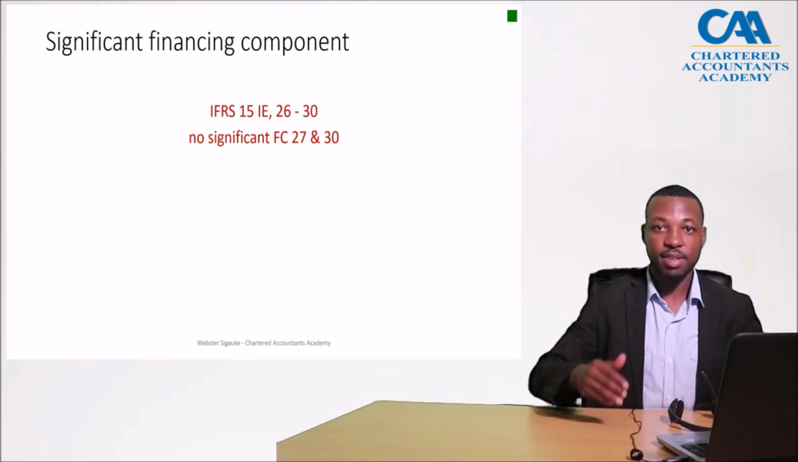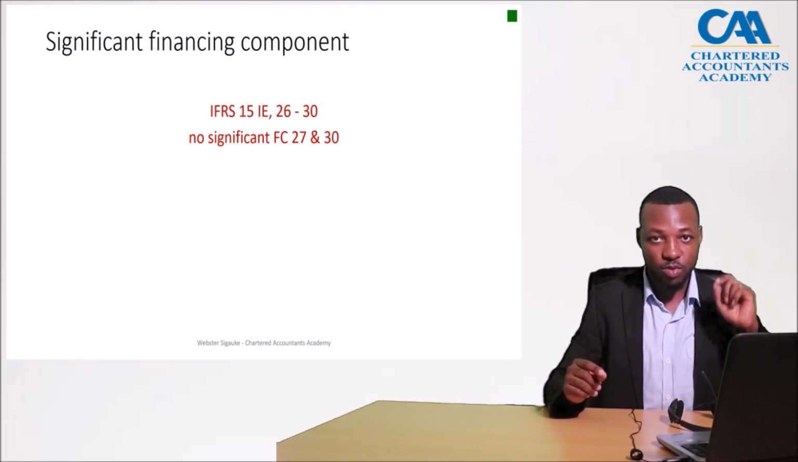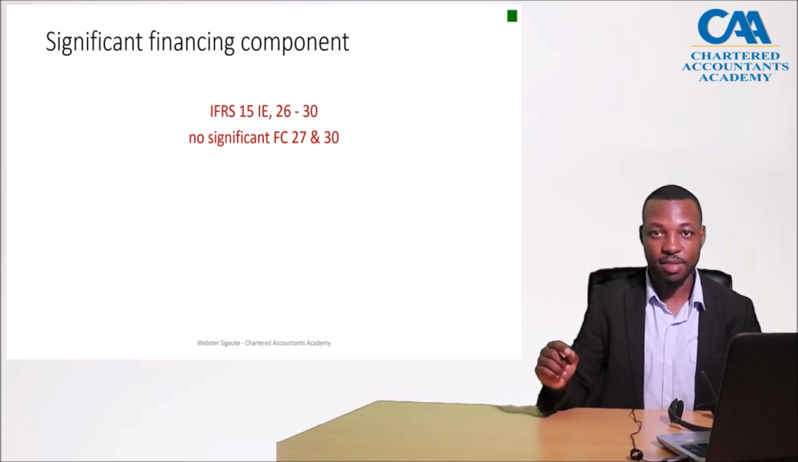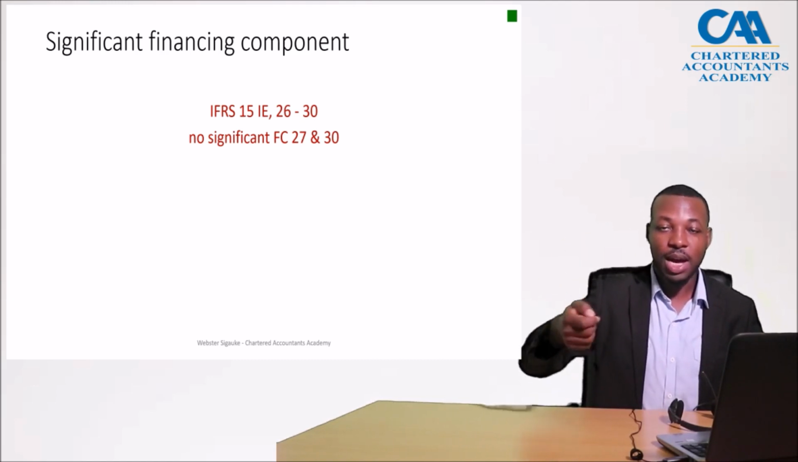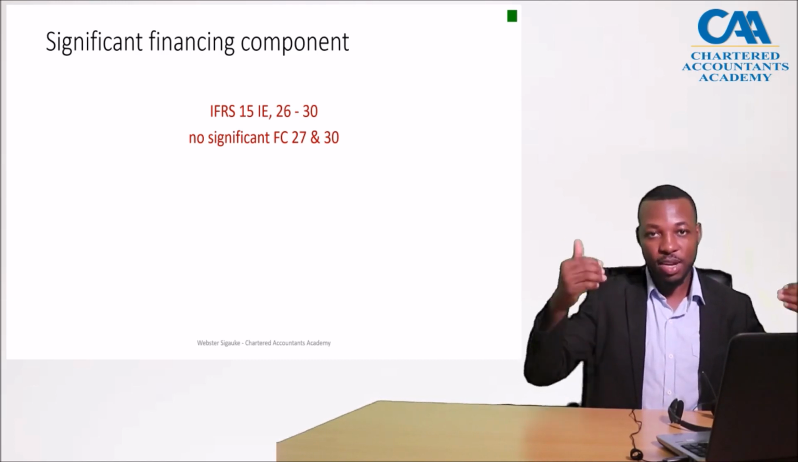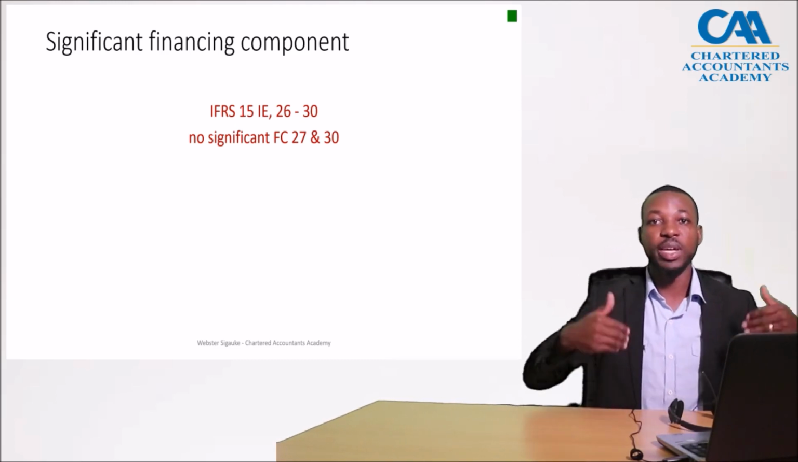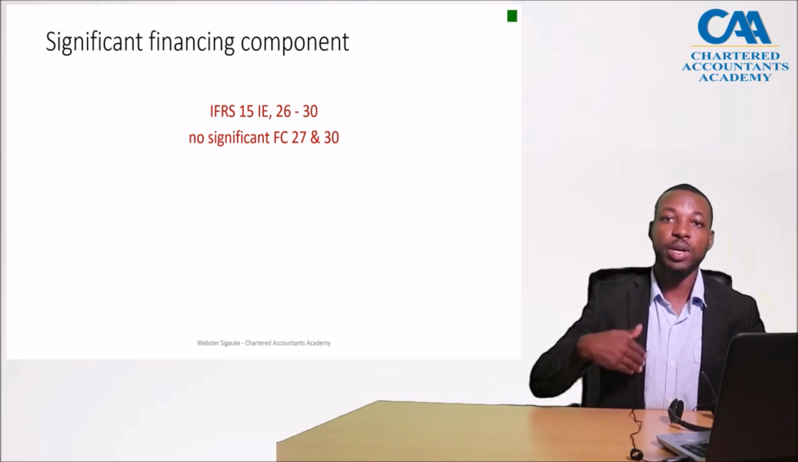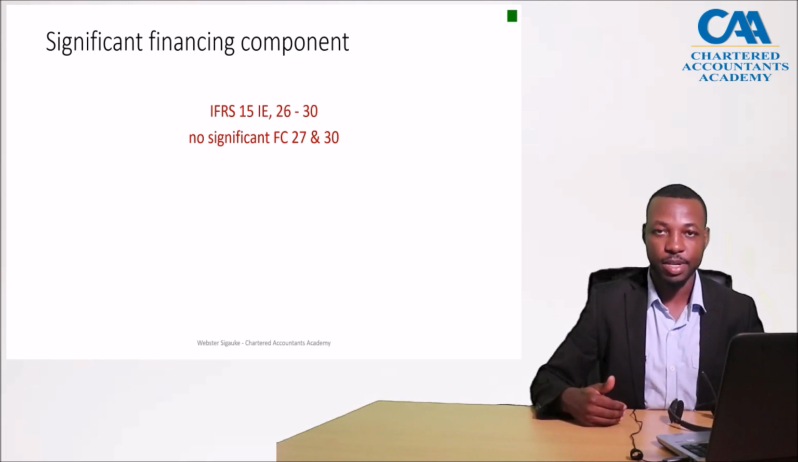So the first thing is, you first need to consider, do we have a timing difference? Even if it's 1 month or 2 months, do we have a timing difference? Yes, we've got a timing difference. This timing difference kicks in significant financing component. However, since the period is less than 12 months, we then apply the practical expedient, which allows us to ignore the significant financing component. So this is really very important, especially if it's a theory question where you actually need to explain the impact of the significant financing component.